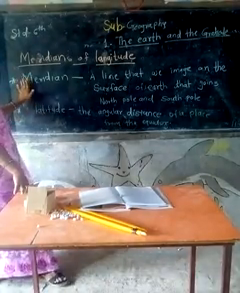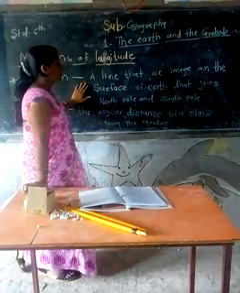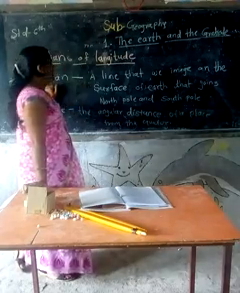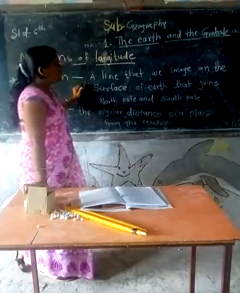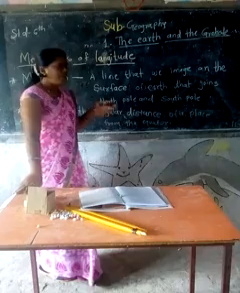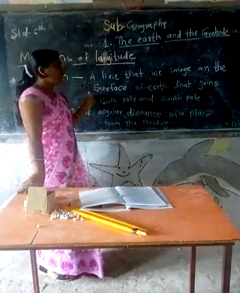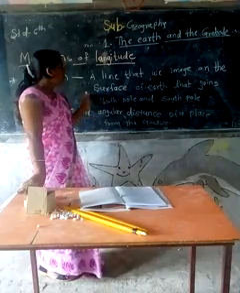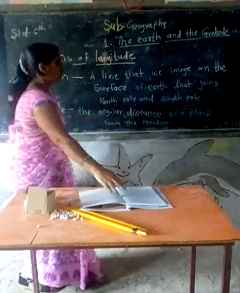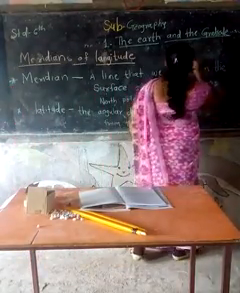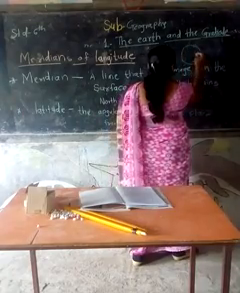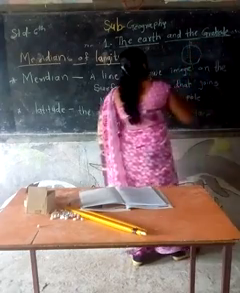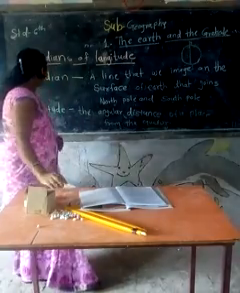Meridian. Here, a new word. A meridian is the line that we imagine on the surface of the earth that joins the north pole and south pole. That means a meridian is also one type of line that we imagine. We can only imagine these lines on the surface of the earth that join the south pole and north pole. That means it is drawn between the south pole and north pole.